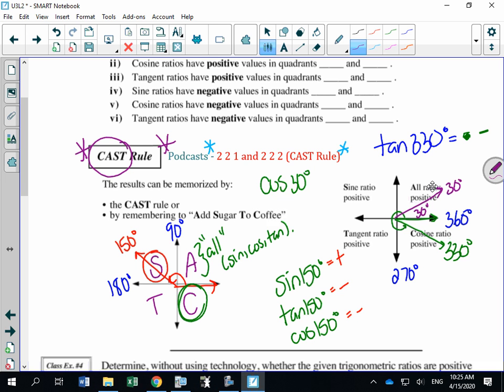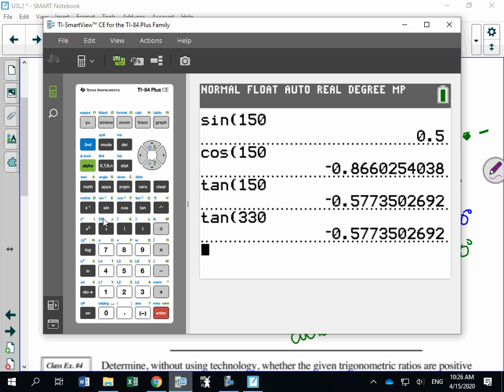What's positive in quadrant one? A stands for all. So all three trig ratios are positive. If I type in the cos of 30 degrees, I'm going to get a positive number. If I type in the tan of 30 degrees, I'll get a positive number. And if I type in the sine of 30 degrees, I will get a positive number.